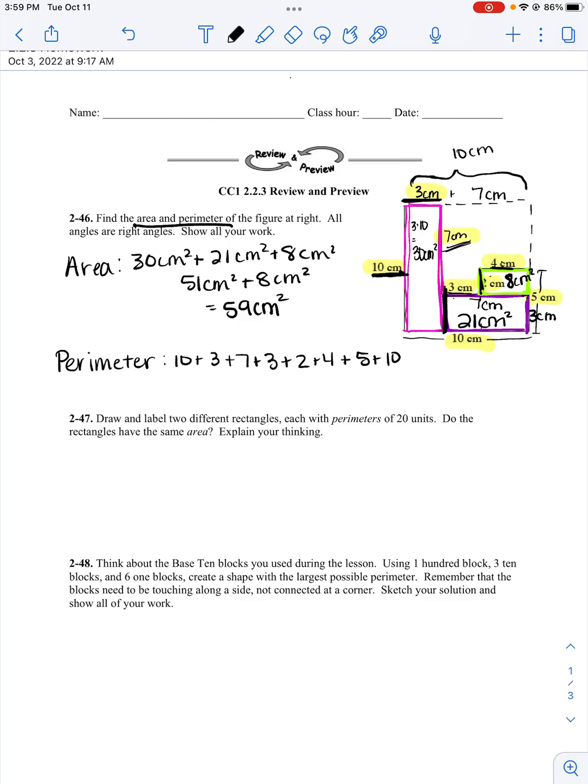I can use a calculator to help me, or I can just do it step by step. So 10 plus 3 is 13, plus 7 is 20. 20 plus 3 plus 2 is 25. Plus 4 plus 5 plus 10. So 25 plus 10 is 35. Plus 5 is 40. Plus 4 is 44.